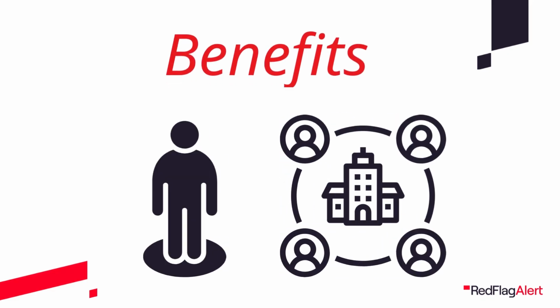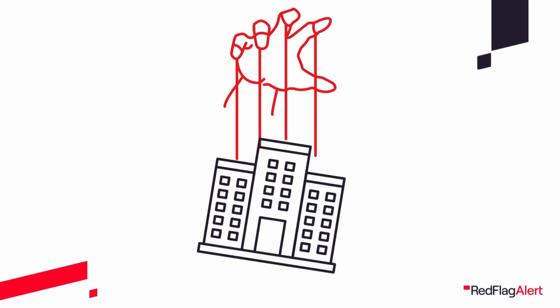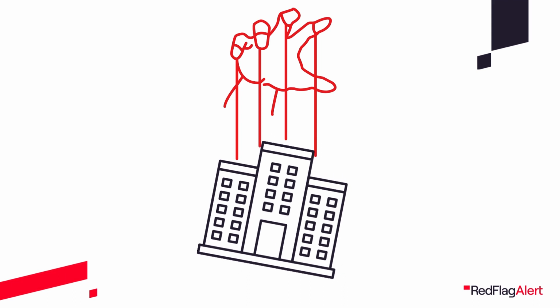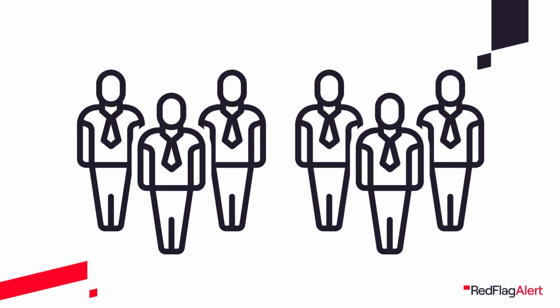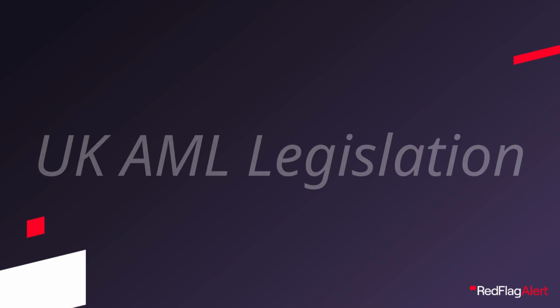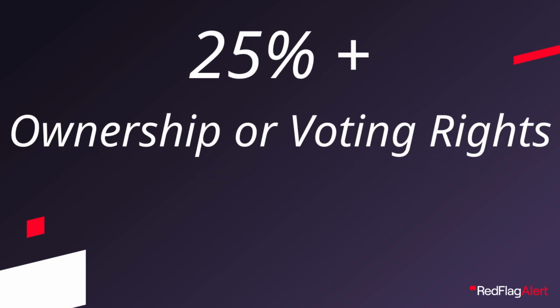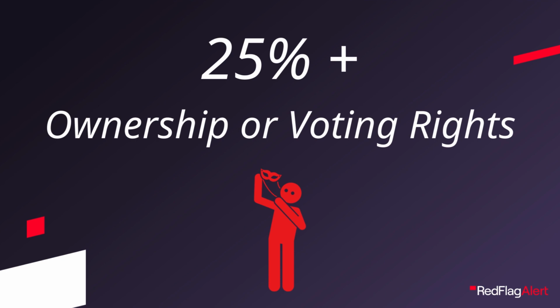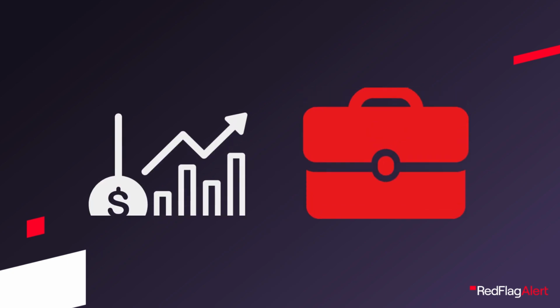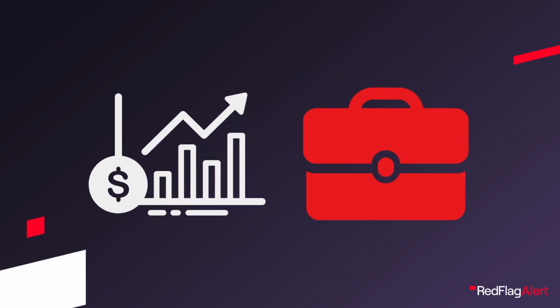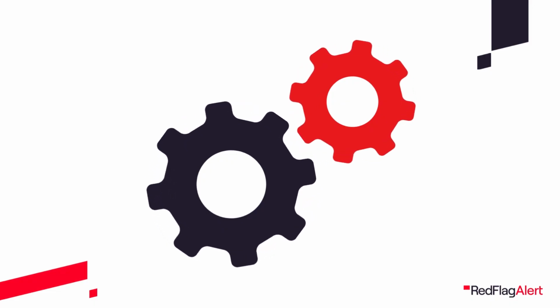An ultimate beneficial owner is any individual or organisation who ultimately benefits from the activities of a business, exerts control over a business, and/or can remove the majority of its board of directors. Under UK AML legislation, companies are required to identify the UBOs that have 25% or more ownership of a company or 25% or more of the voting rights.